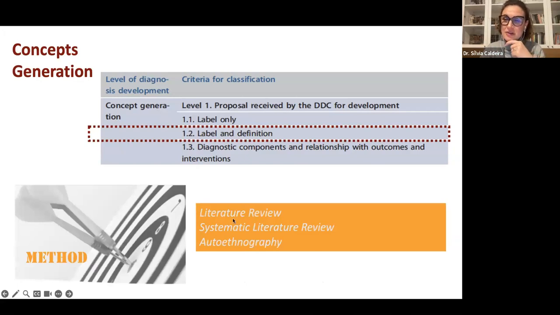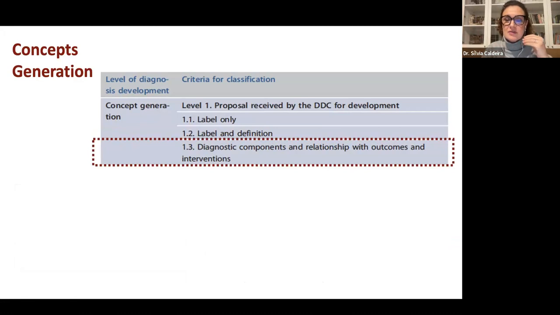A literature review could be a really interesting research method for this, a systematic literature review or autoethnography. And I would say concept analysis would be very interesting also for this. And you can use different concept analysis methodologies, because they are in the literature. All are really good, depending on your perspective and theoretical perspective as researchers.